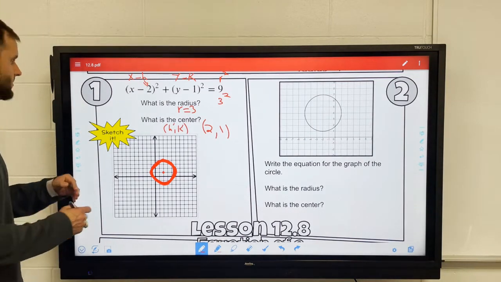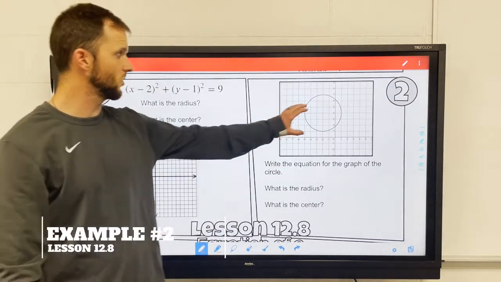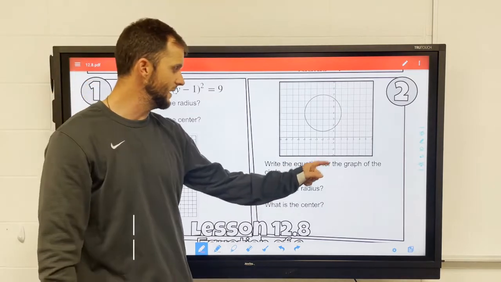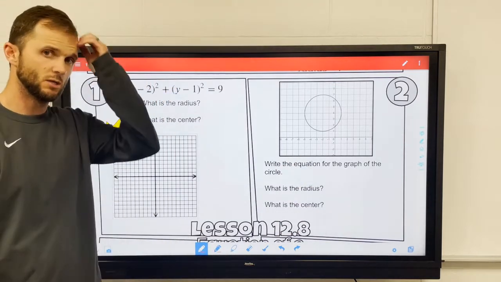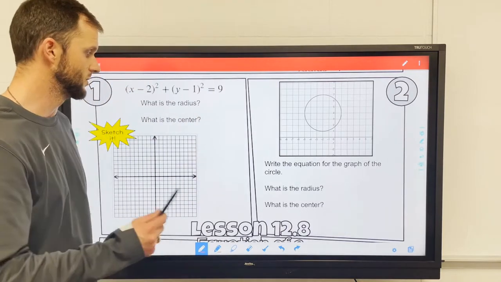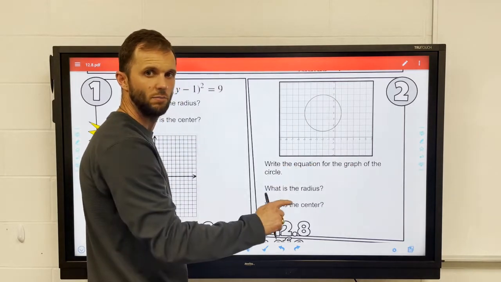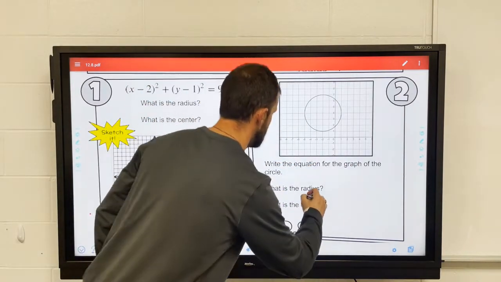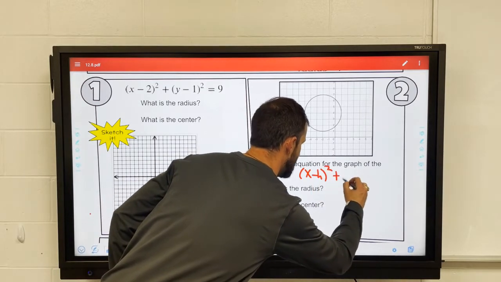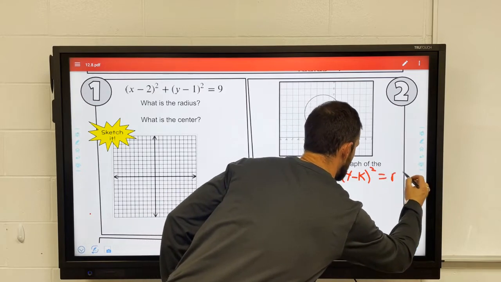Let's jump over to example number 2. Looking at example number 2, I've been given a circle on a coordinate system, and it says I need to write the equation for the graph of that circle. So I'm going to be using that formula on the top of your paper. I'm just going to write it, and then I'm going to erase and replace. The equation of the circle is (x minus h) squared plus (y minus k) squared equals r squared.